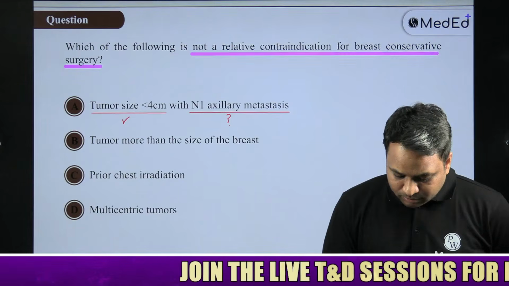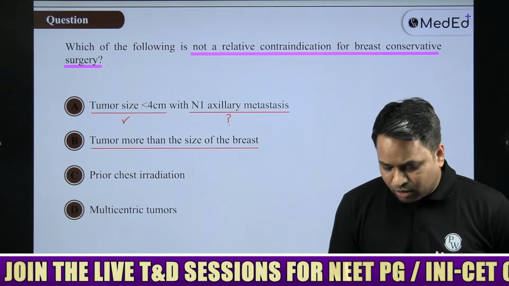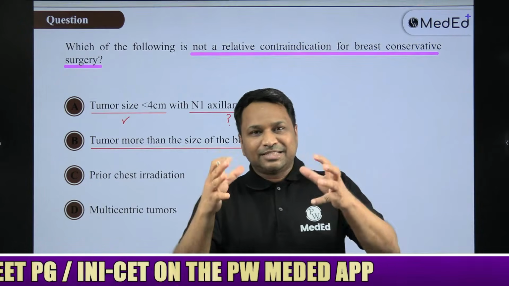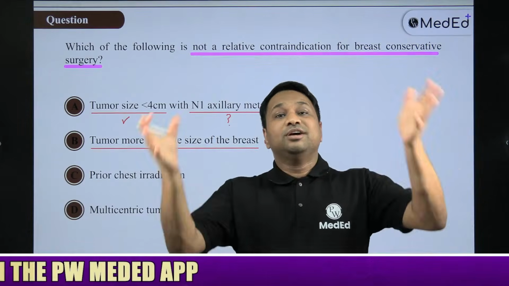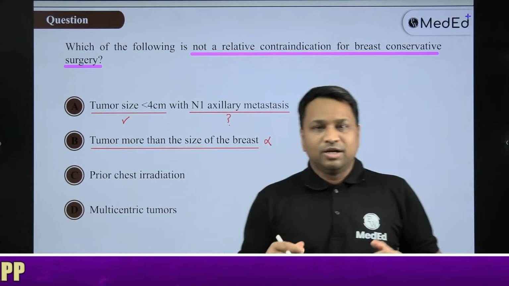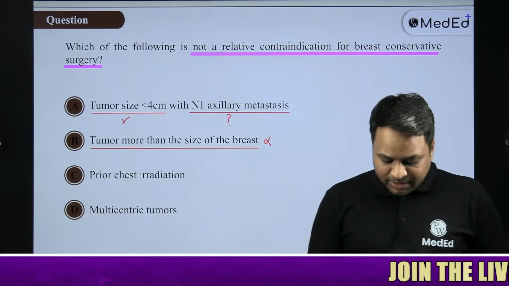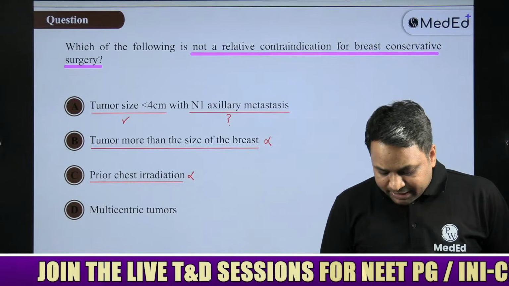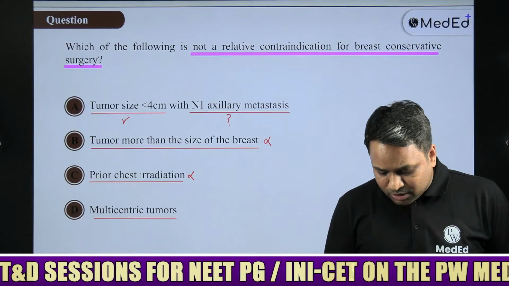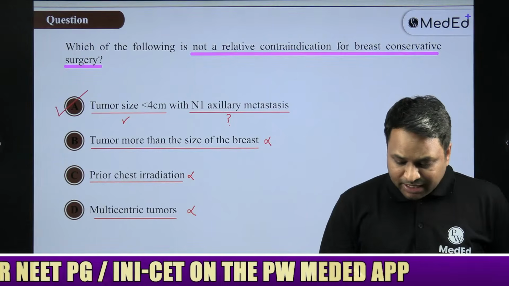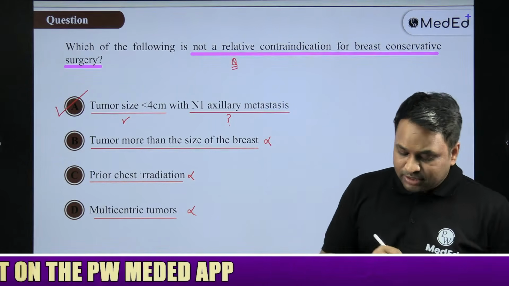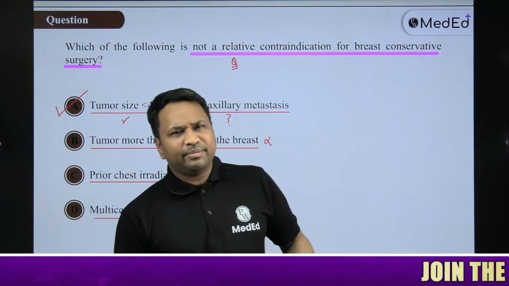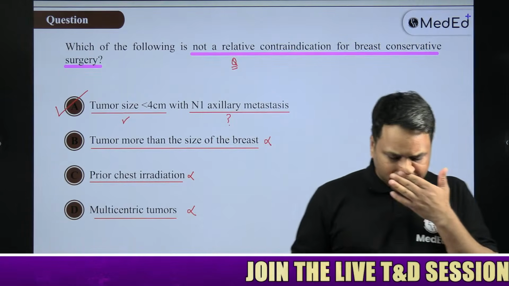Tumor more than the size of the breast, you cannot do. How will you save the breast? What is breast conservative surgery? It is basically a wide local excision with radiotherapy. If the tumor is bigger than the breast, there's no point saving the breast. Prior chest radiation, again, the tissue is becoming resistant. I can't give radiotherapy here. Multicentric tumors also, I cannot do a breast conservative surgery. That is why it says relative contraindication, right? So the answer, which is not a relative contraindication, is option A, size less than 4 centimeters with N1 disease.